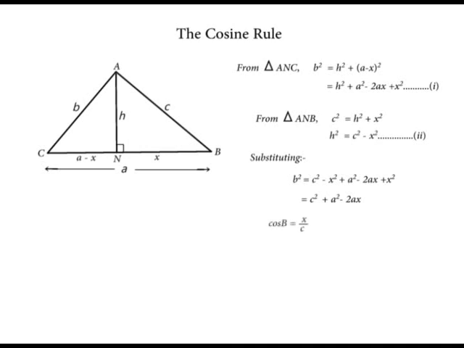Cos B is equal to x over c. Therefore, x is equal to c cos B. That means b squared is equal to c squared plus a squared minus 2ac cos B. In the same way, it can be shown that c squared is equal to a squared plus b squared minus 2ab cos C, and a squared is equal to b squared plus c squared minus 2bc cos A.